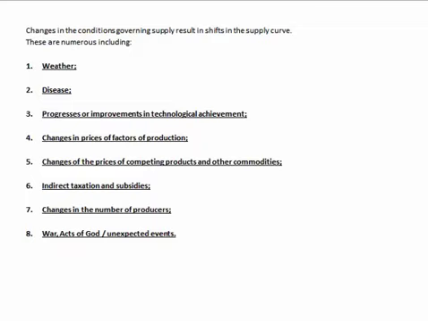Indirect taxation and subsidies. Indirect taxes add costs to production per unit. Therefore, when prices increase, as producers are required to pass on a proportion of their profits to government, the supply may become restricted. Changes in the number of producers. War, acts of God or unexpected events. These may temporarily reduce the supply of key commodities, for example oil in the 1990-91 Gulf War.